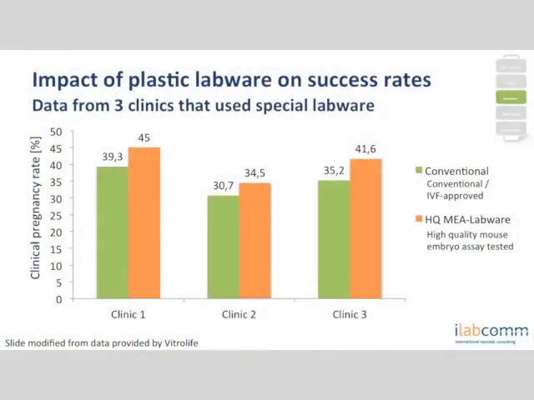You can avoid reprotoxicity by using proper labware, which is tested for that. This is just an example of 3 clinics where they compared conventional or IVF-approved plasticware with those which had been high-quality mouse embryo assay tested. Simply by moving from one dish to another type of dish, they all got an improvement in the clinical pregnancy rate. That's very easy. You are sometimes fighting very hard to get 5%, which I think is quite illustrative and interesting.